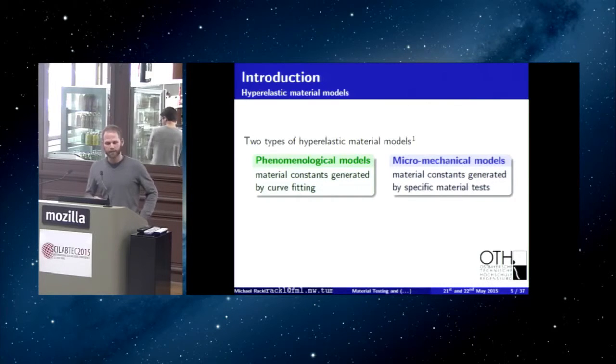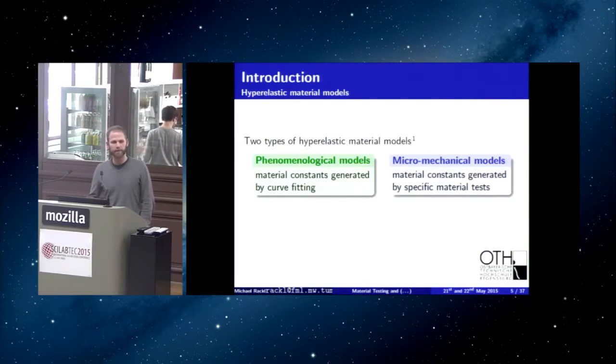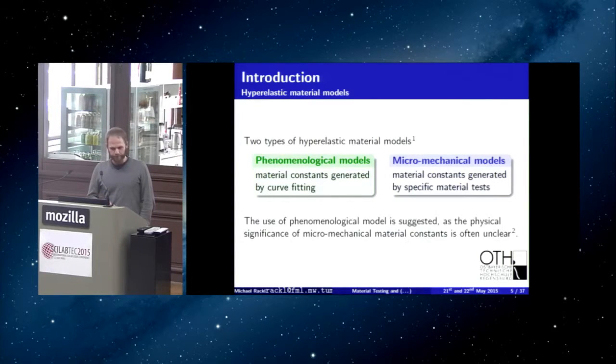There are two types. There is a micromechanical type, where the material constants are derived from actual material tests. So there are special tests where you can get the material constants from. However, there are studies which suggest the use of the ones which are shown on the left here, the phenomenological models, which are based on regression analysis. So there is no really physical relevance to any of the material constants. It's more about just making sure that the outcome is correct, but nobody really cares about what the material constants are like.